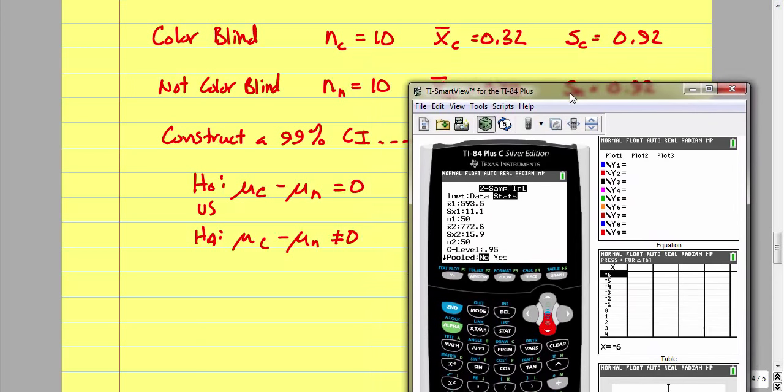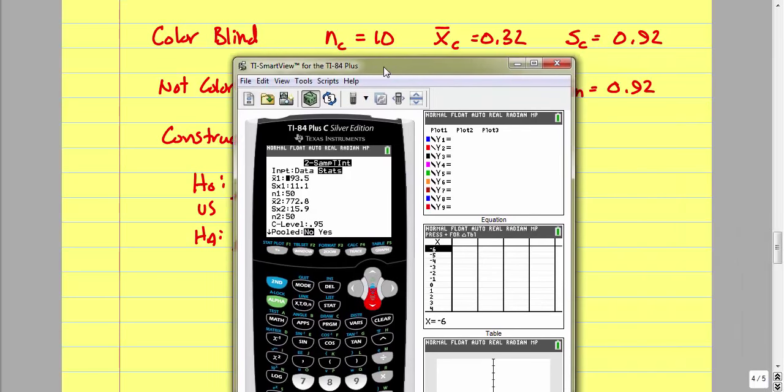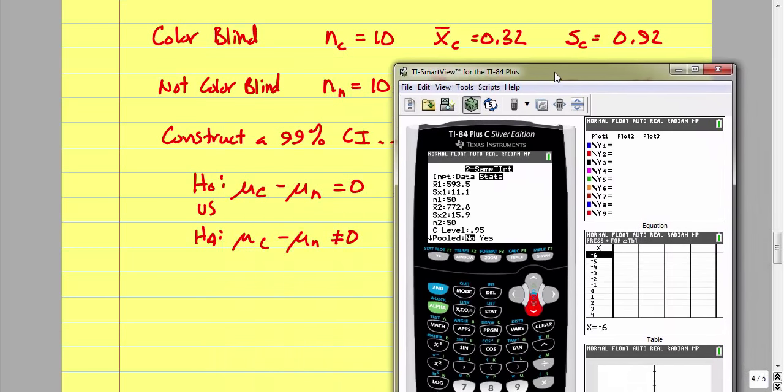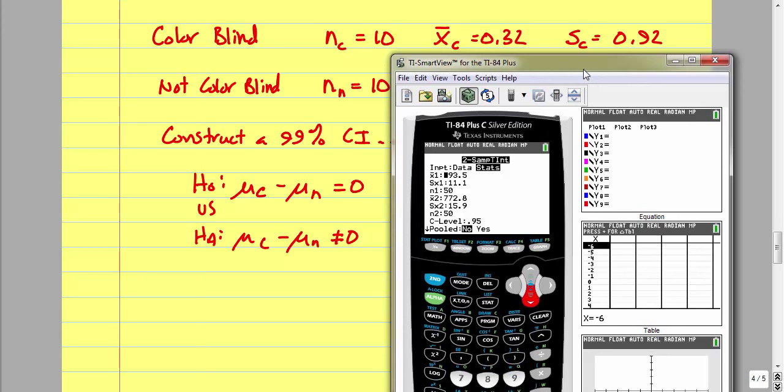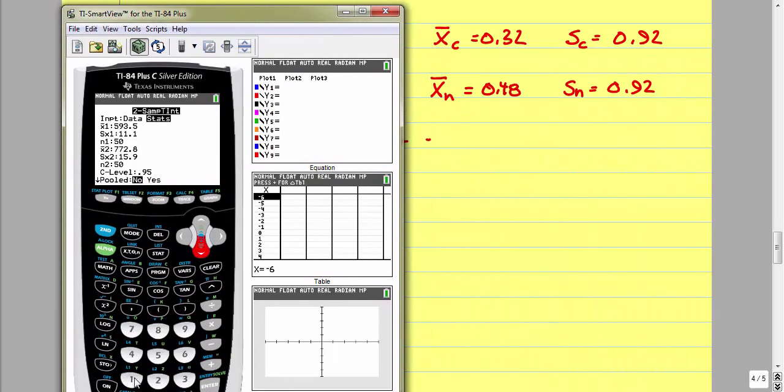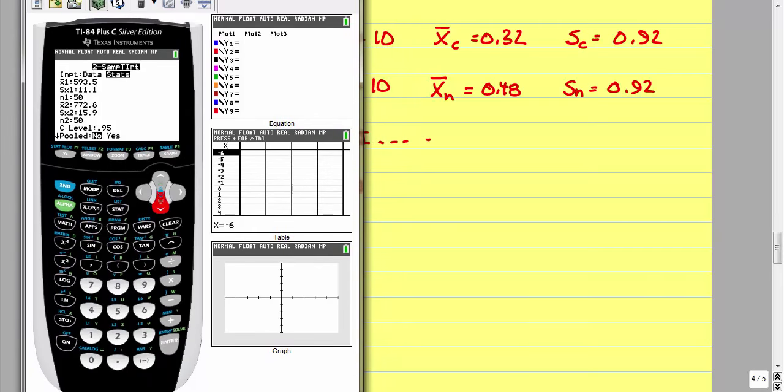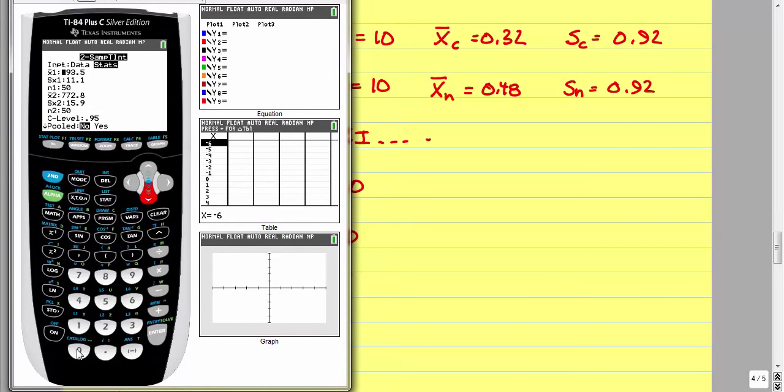So for x bar 1, that's going to be colorblind, because that's my first value that's listed here. It's going to be 0.32. Okay, standard deviation is 0.92, and sample size is 10. x bar 2 is 0.48. Standard deviation is 0.92. Sample size here is 10 as well.